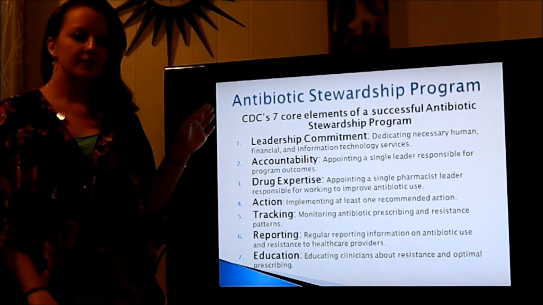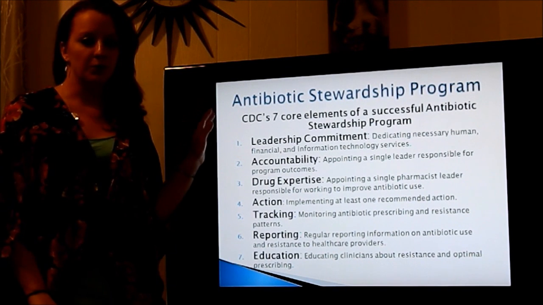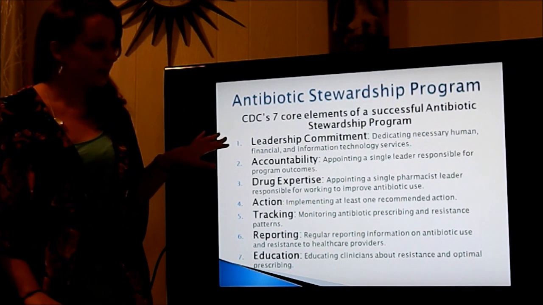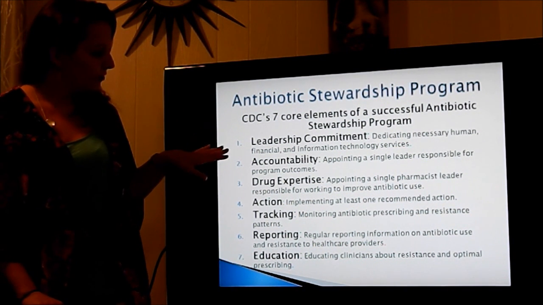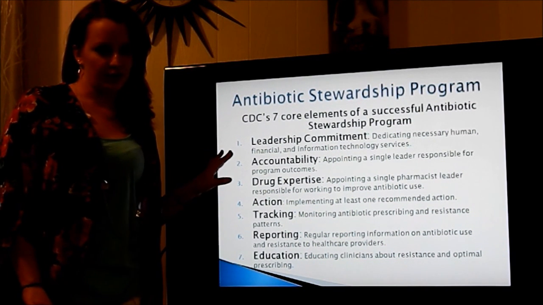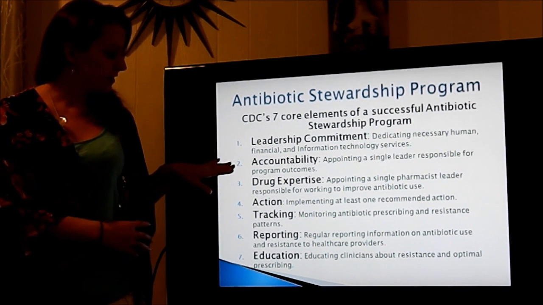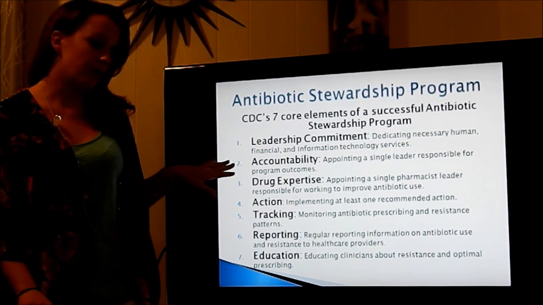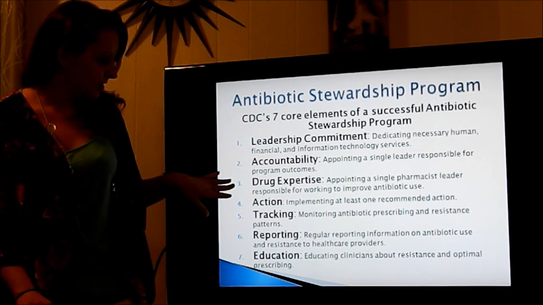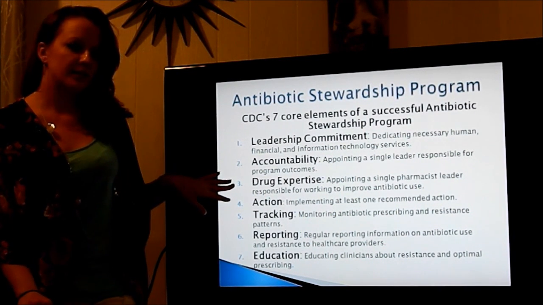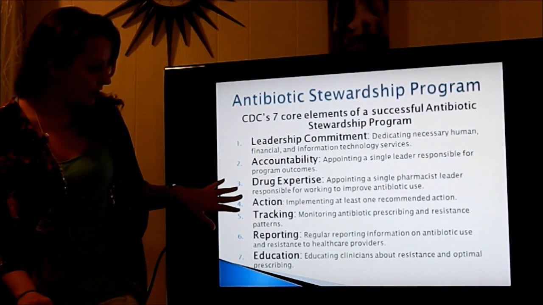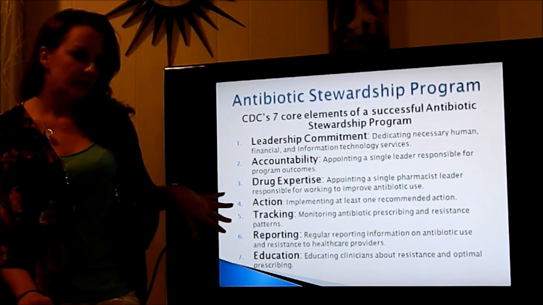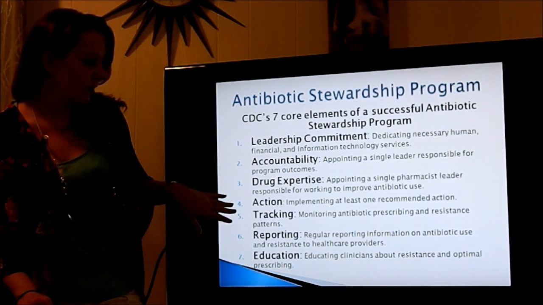This is the CDC's 7 core elements of a successful antibiotic stewardship program. Number 1 is leadership commitment, dedicating necessary human, financial, and information technology services. Number 2 is accountability, appointing a single leader responsible for program outcomes. Number 3 is drug expertise, appointing a single pharmacist leader responsible for working to improve antibiotic use. And number 4 is action, implementing at least one recommended action.